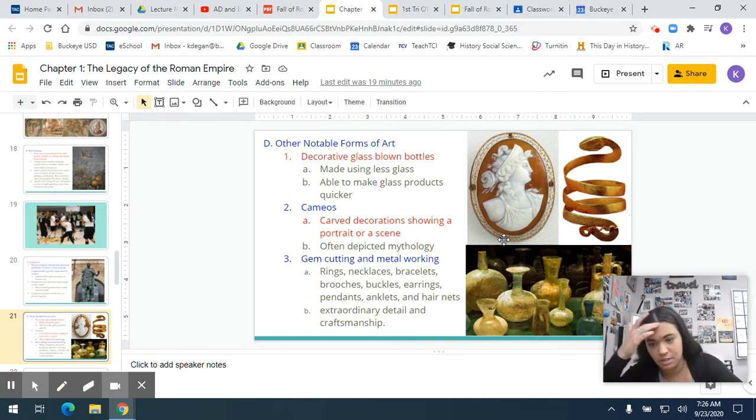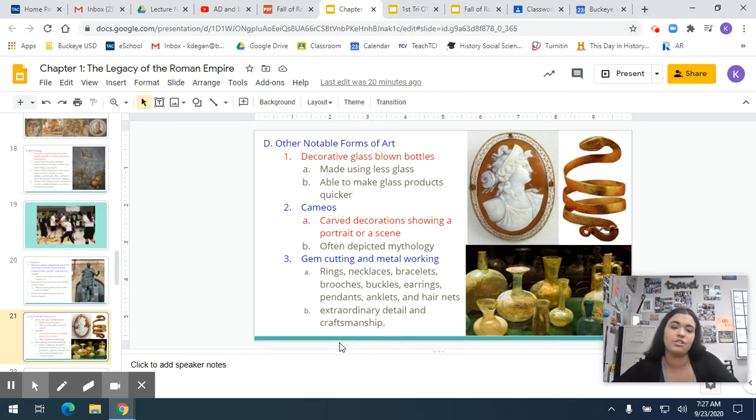Other notable art forms. This is where you can see this little snake-like thing. That's a bracelet. And then we'll talk about the cameos in a second, which is this woman here, and then the glassware below. Other notable art forms would have been blown decorative glass bottles, which is this bottom picture. They were made using less glass, and they were able to make glass products a lot quicker when they were glass blown. I've seen videos where you can see how glass is blown into these kinds of figures, which is kind of cool.